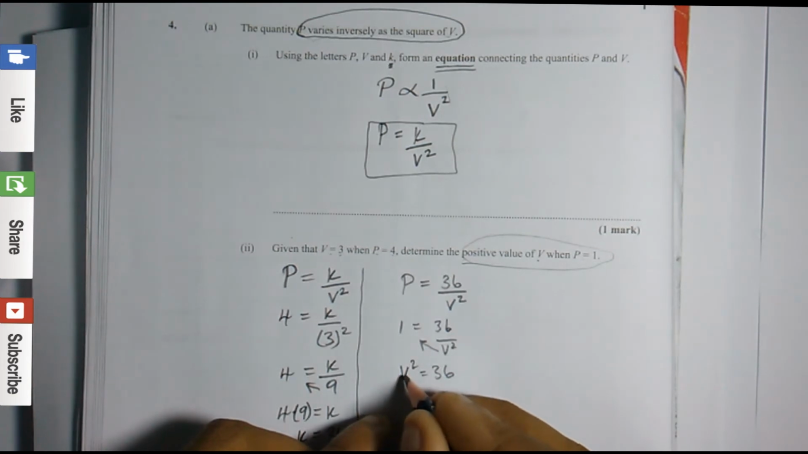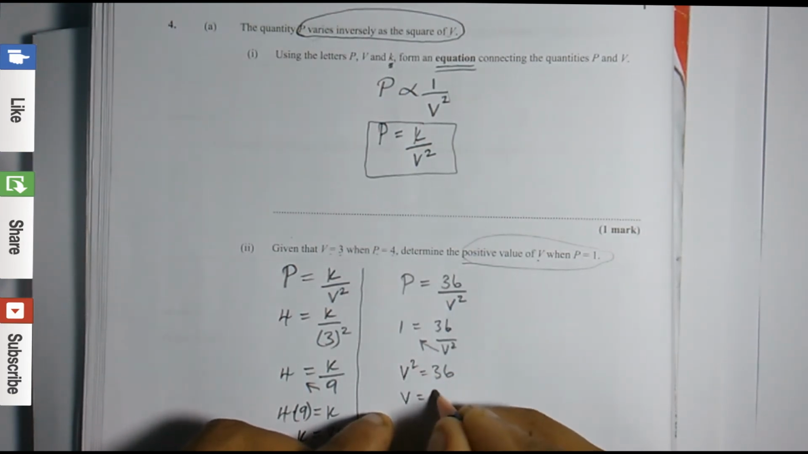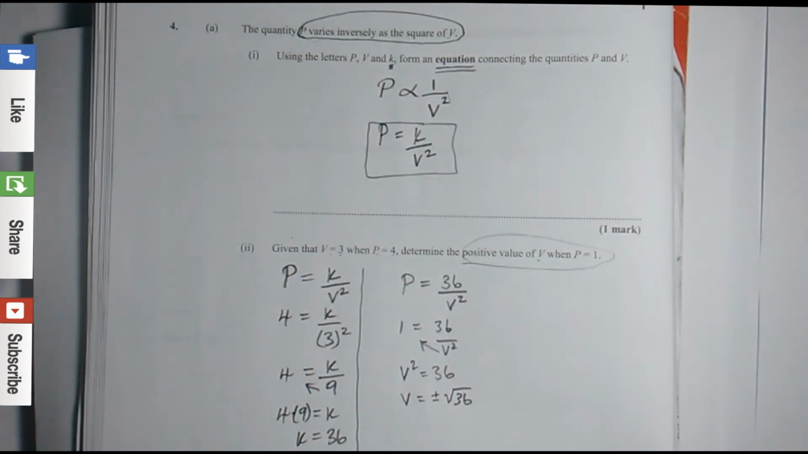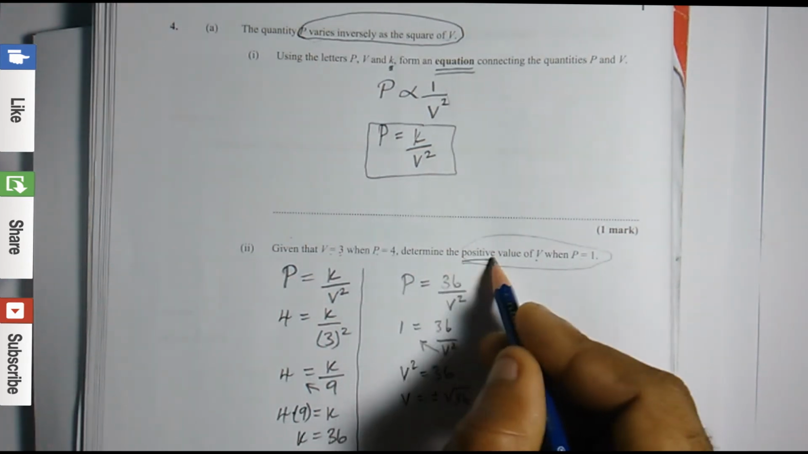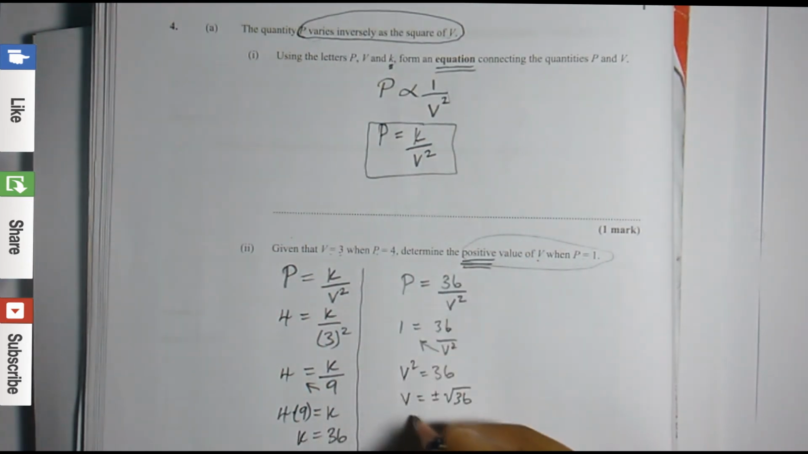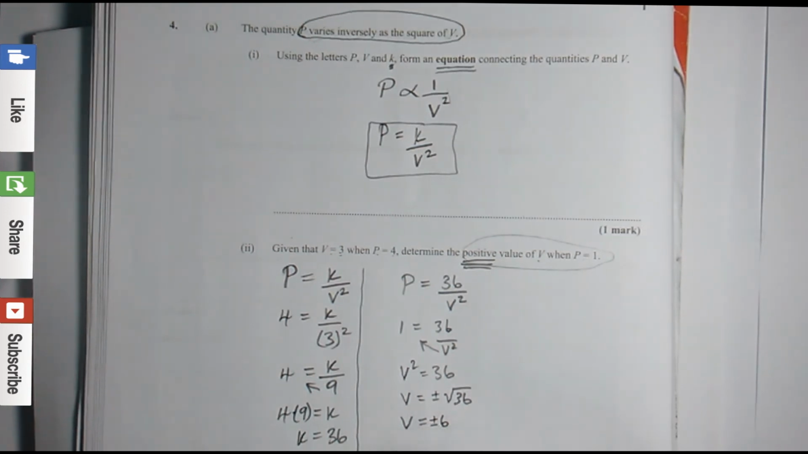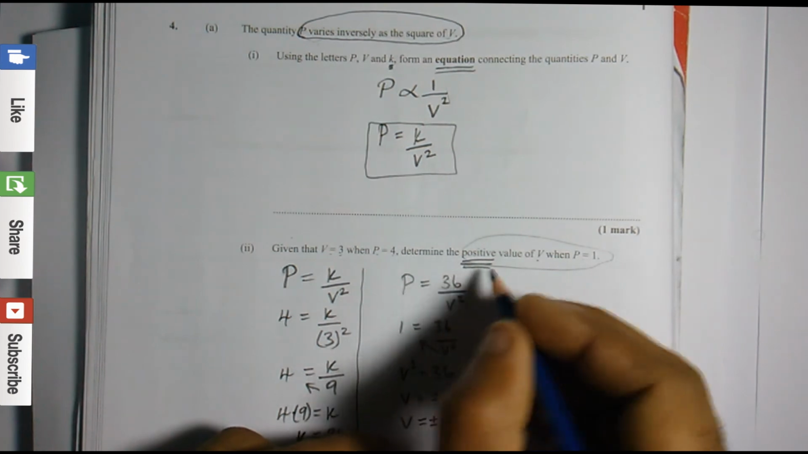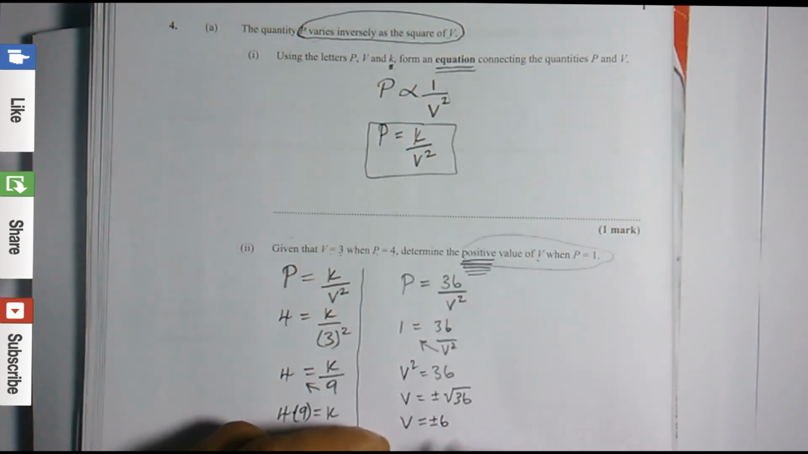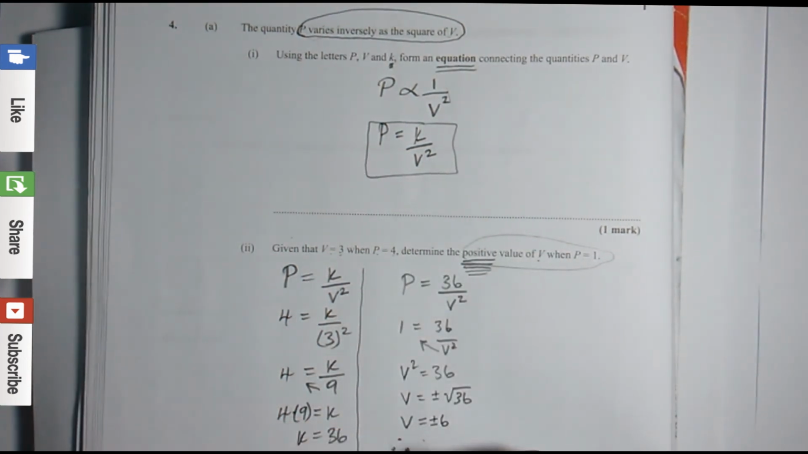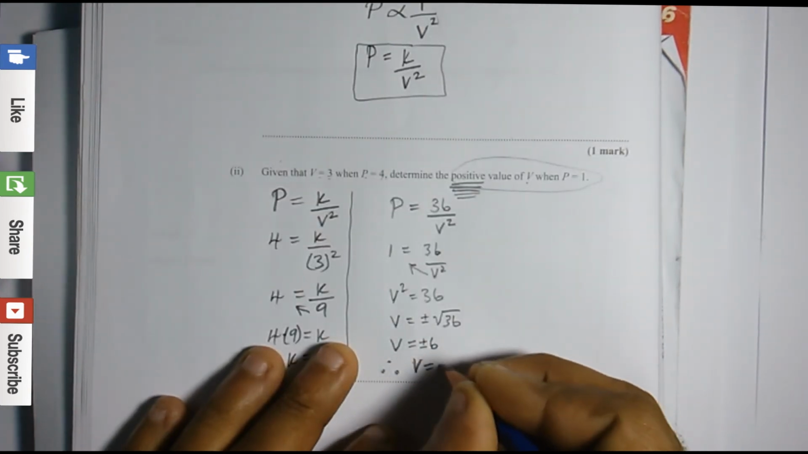So we need to find V. We're going to have to remove the square, which is the square root. So V is equal to plus or minus the square root of 36. But they said that they needed the positive value. The square root of 36 is equal to 6. Now, we should have had plus or minus in front of this, which is plus or minus 6, but they specified that they wanted the positive value. So therefore, V is equal to positive 6.